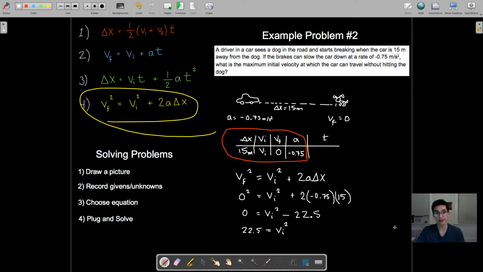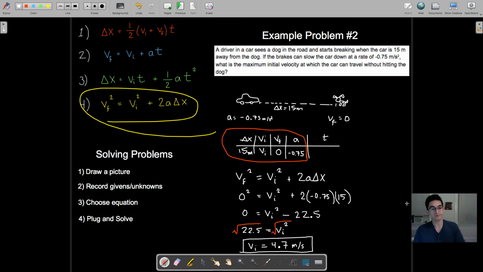But we're not done. We want v initial, not v initial squared. So we got to get rid of that squared. How are we going to do that? I'm going to square root both sides of the equation. And we're going to get that v initial is equal to the square root of 22.5, which is equal to 4.7 meters per second. And there it is. Simple as that. Okay? All right, that is our final answer. Our initial velocity is 4.7 meters per second.